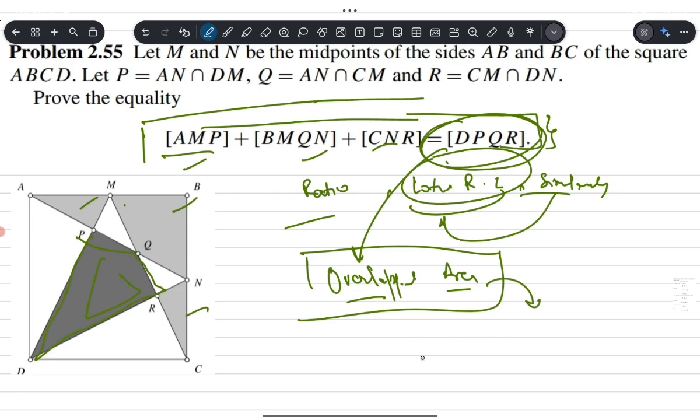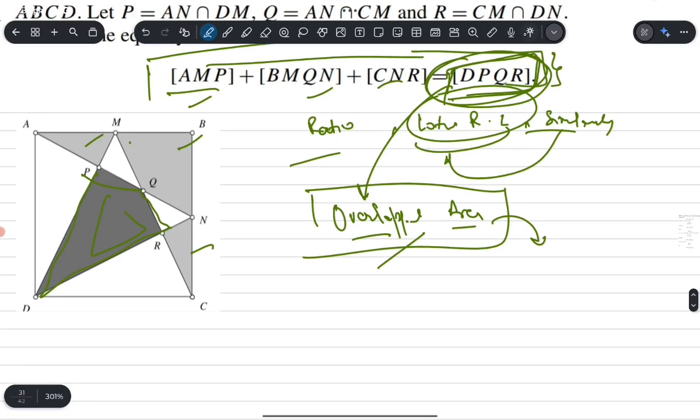Whatever carpets I choose, they overlap, and this is the only area that is getting overlapped between them. This is the only area that is common to them. So the carpets that I'm choosing, you may want to pause the video and try it yourself first, choosing the carpets. So the carpets that I'm choosing are triangle MDC, this triangle, and triangle NDA. So let me just write it here, triangle MDC and triangle MDA.